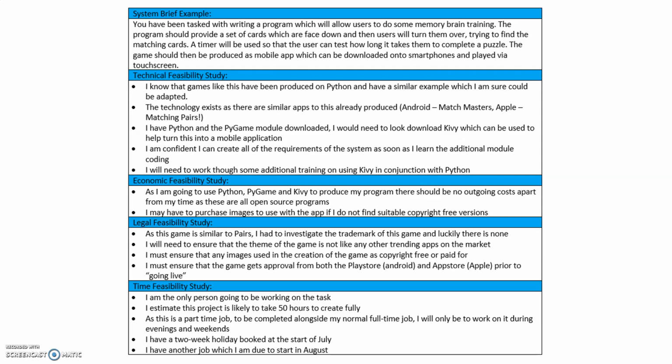I have a 2-week holiday booked at the start of July. Well, let's just pretend, because we all wish we were going on holiday. And I have another side task which I'm due to start in August. So theoretically, the time feasibility study means I need to do my training now, and then I need to start as soon as I get back from holiday in July and have it completed by August. That's my feasibility, but can I do that? Is there anything else, etc., with what I would be writing in that section?